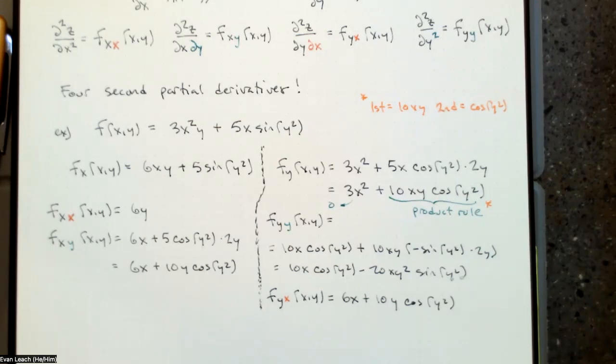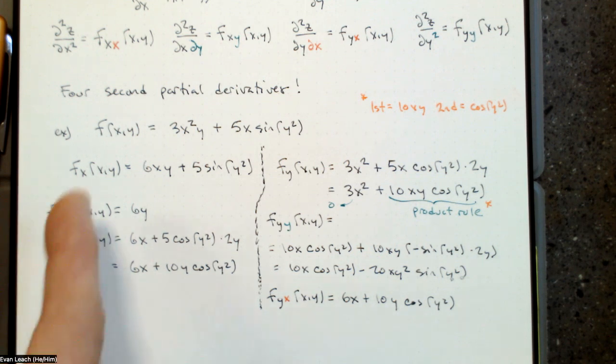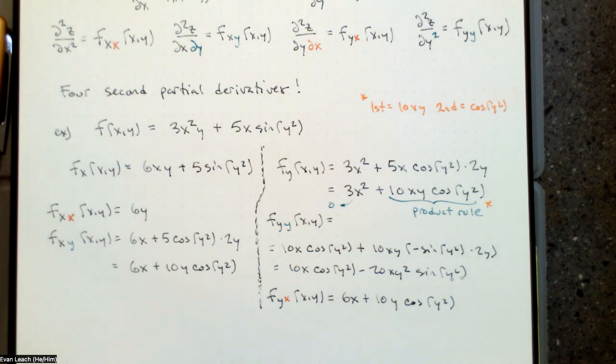here's what we want to notice. Notice that our fxy and our fyx are both 6x plus 10y cosine of y squared. We ended up with the same thing. Now, it would be weird if I randomly constructed this to make this happen. So the question comes up, are these two always going to be equal? Because this will cut our workload by a quarter. Instead of finding 4 things, we really only have to find 3 things.